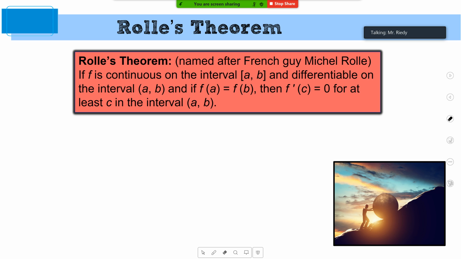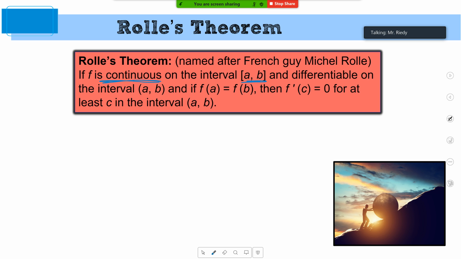Let's break down the calculus speak here. First of all, it has to be continuous. Otherwise, the whole theorem collapses. And it's continuous on the interval from A to B. A is our starting point, B is our ending point, and differentiable on the interval. Well, that doesn't have a lot of relevance here. We're assuming that we can take the derivative. We'll be good to go.